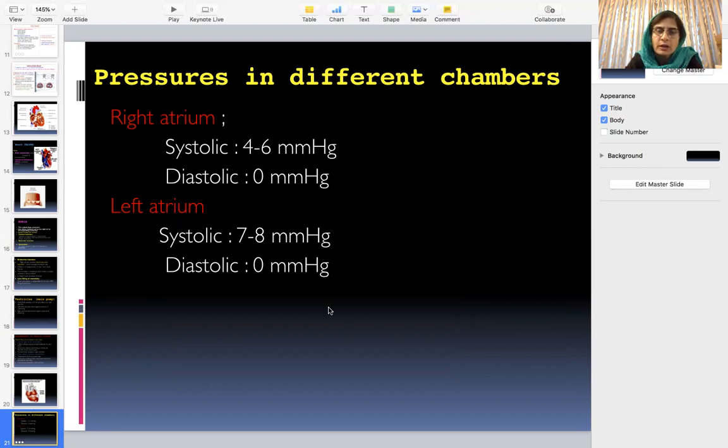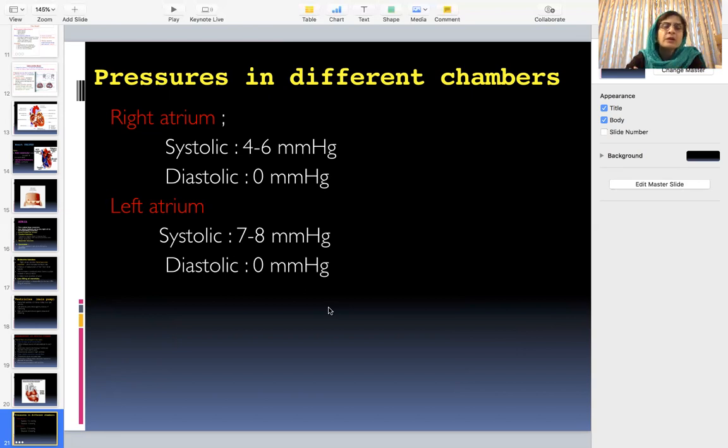The systolic and diastolic pressures of all the four chambers, the aorta and the pulmonary arteries are different. I again repeat, the systolic pressure is the pressure in the heart when the heart is in a contracted state, whereas the diastolic pressure is the pressure in the heart when the heart is in a relaxed state. The systolic and diastolic pressures of all the four chambers, the aorta and the pulmonary artery are different from each other.